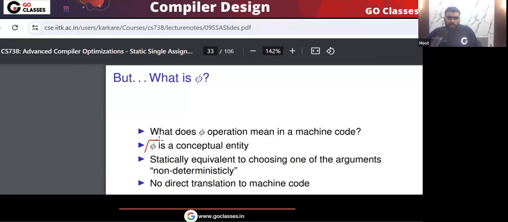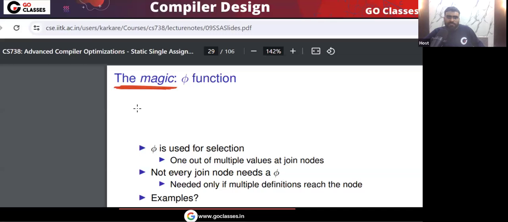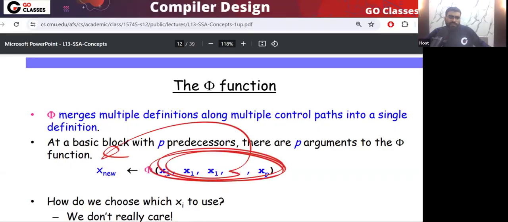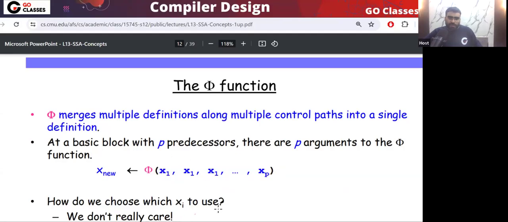Remember, the phi node is a conceptual entity. This is a magical function, just a conceptual entity. And how this phi function will decide which value to return, we don't care.